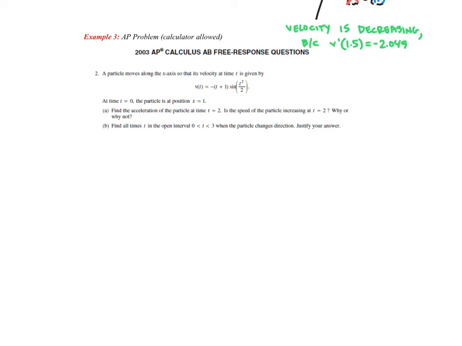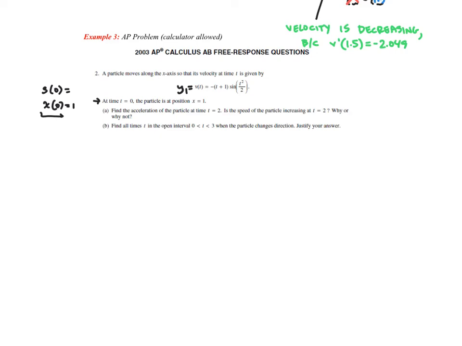First thing that you want to do, as usual, calculator allowed problem, is type v of t in for y1. Okay, and then let's note, I don't know if we'll need to use it, but let's note this comment right here, which tells us that x of 0, or the position, in this case, we're used to seeing position as s of 0, but they're using the letter x, so use it. The position at time 0 is 1.